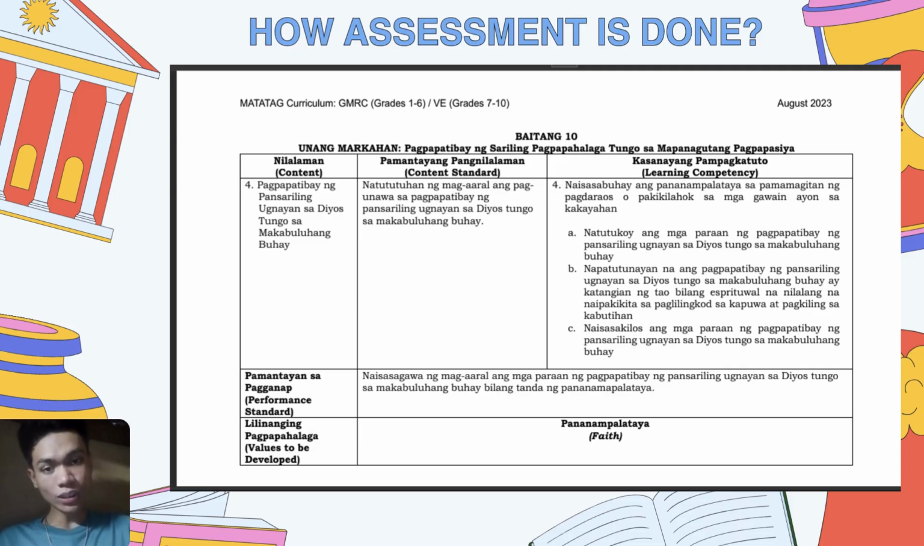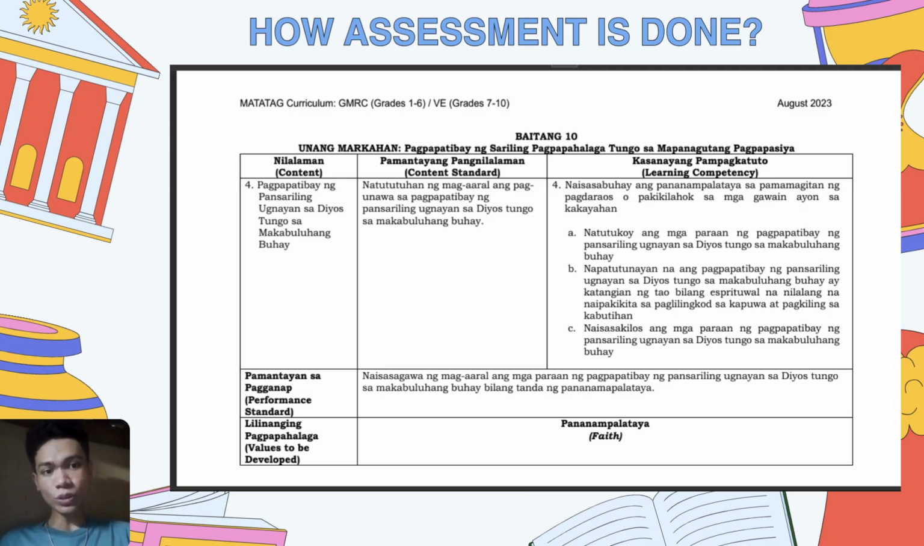So, how is the non-cognitive assessment done? Let's take a look at my given topic. My topic is Baitang 10, unang markahan, pagpapatibay ng sariling pagpapahalaga tungo sa mapanagutang pagpapasya, content 4, pagpapatibay ng pansariling ugnayan sa Diyos tungo sa makapuluhang buhay. So how am I going to implement the assessment?